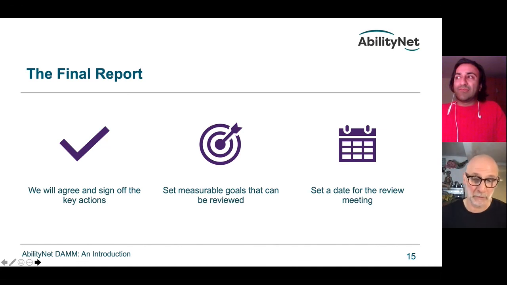We want it to be measurable. Can you make sure you know when you've done it? Can you then move on to the next thing? And then finally, set yourself a date for the review meeting. But I think, Addy, this is where you, when you're working with people, often really bring it down to those most practical next steps, isn't it? We really want the change to happen, and we want to see that accumulate.